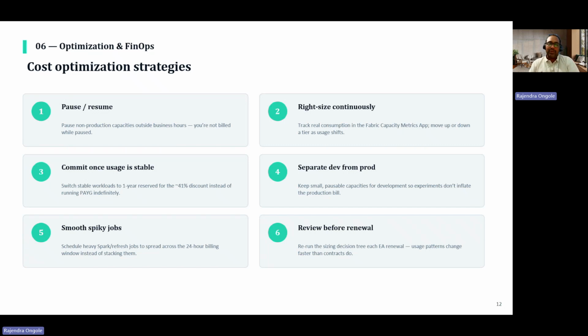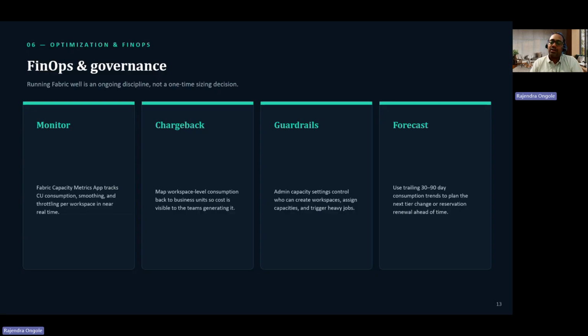Review before renewal. So whenever the estimates come, if you're purchasing the pay-as-you-go or 1 year renewal, we can check it and then proceed with the next renewal process as well. These are all the governance part, monitoring. We have a separate Fabric Capacity Metric app. And the charge-back, we can also consume based on the workspace mechanisms, how much has been utilized.